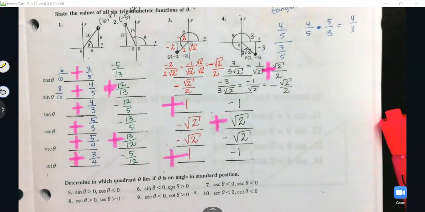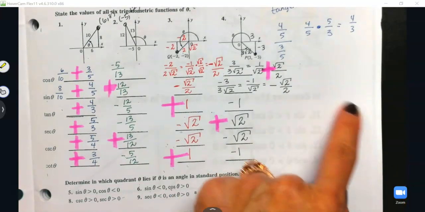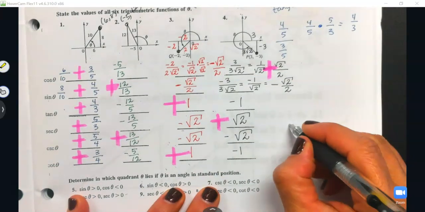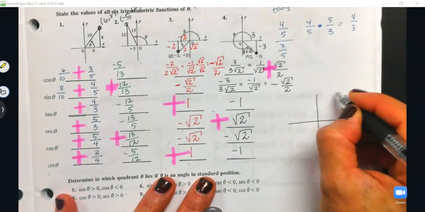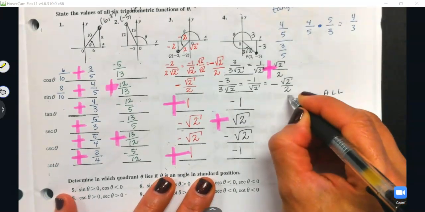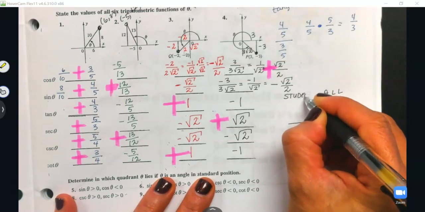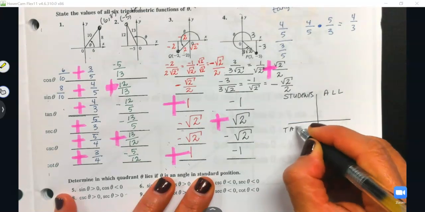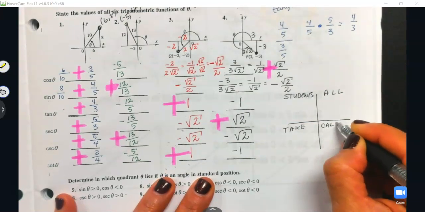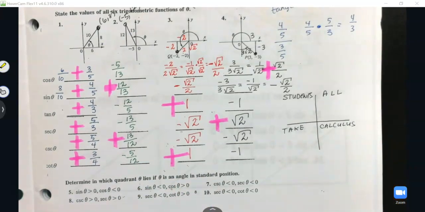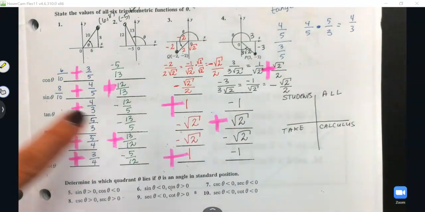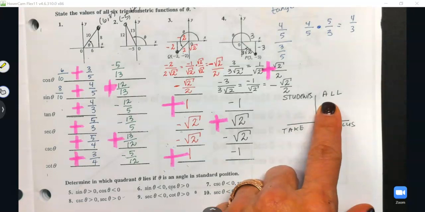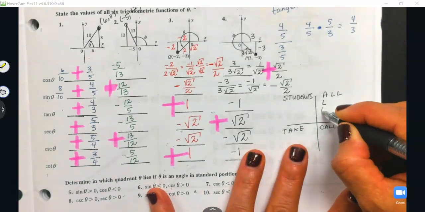All right, watch. We're going to put all this together. In this little space, the best you can, draw a little baby X and Y axis, and in really tiny letters, write this. All students take calculus. This is a little mnemonic. I don't know if it's true or not, but we're going to use that mnemonic. What that stands for is where all the ratios are positive. Quadrant 1. What did you draw a positive sign on? All of them. So in quadrant 1, all are positive.